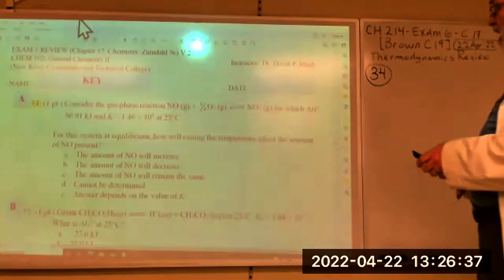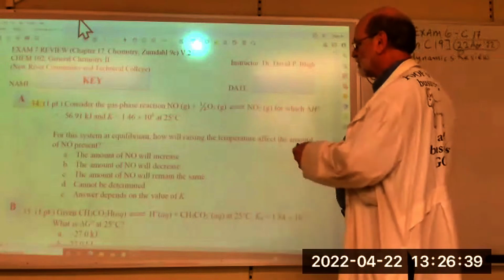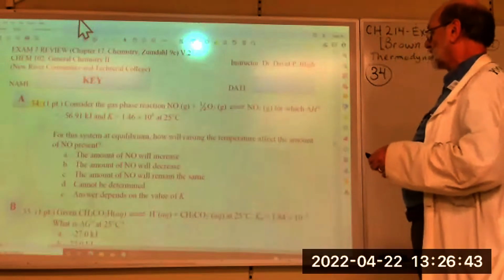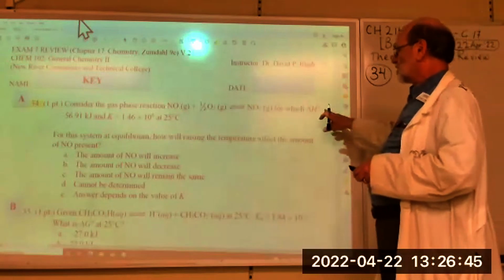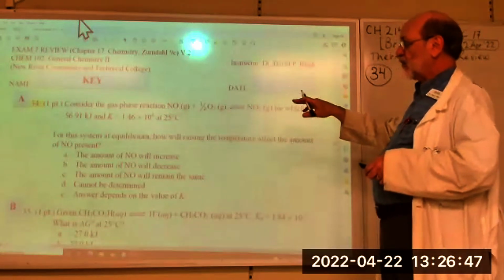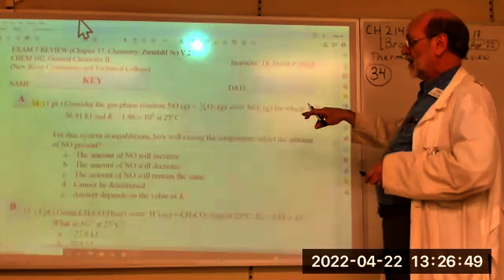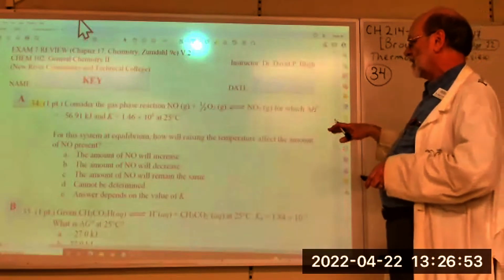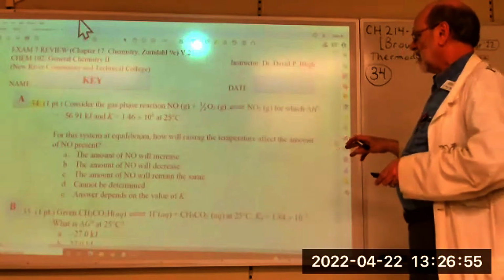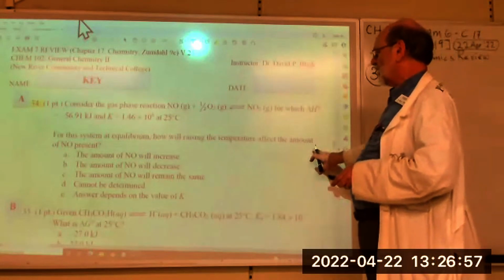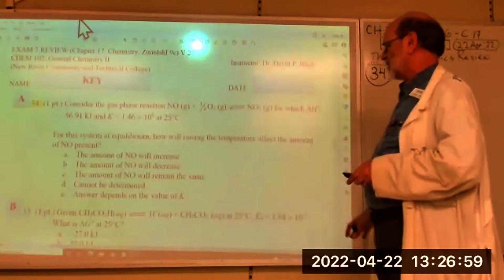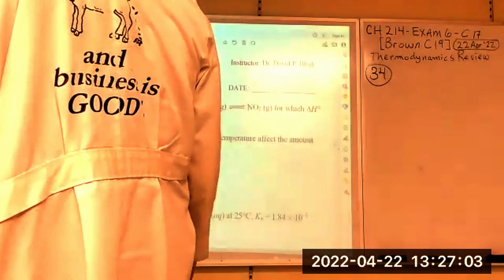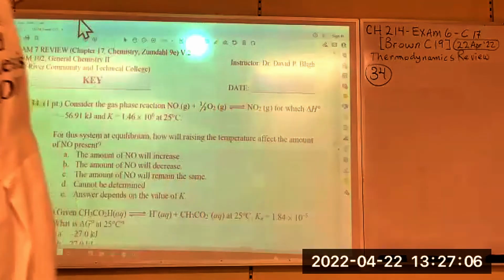Consider the gas phase reaction. Nitrogen monoxide plus 1/2 oxygen yields nitrogen dioxide. Delta H is minus 56.91 kilojoules. K is 146 times 10 to the 6th at 25. For this system at equilibrium, how will raising the temperature affect the amount of NO present? At equilibrium.